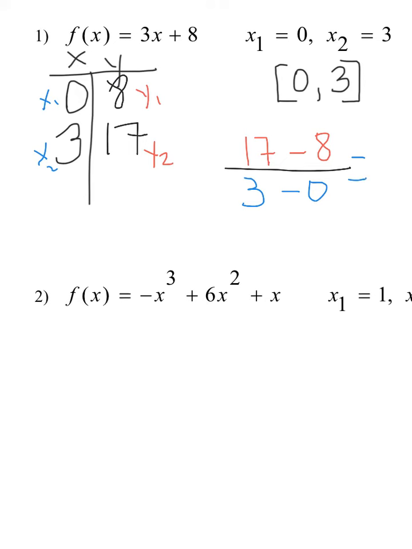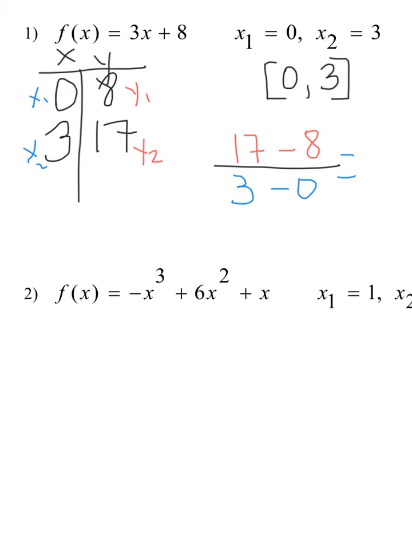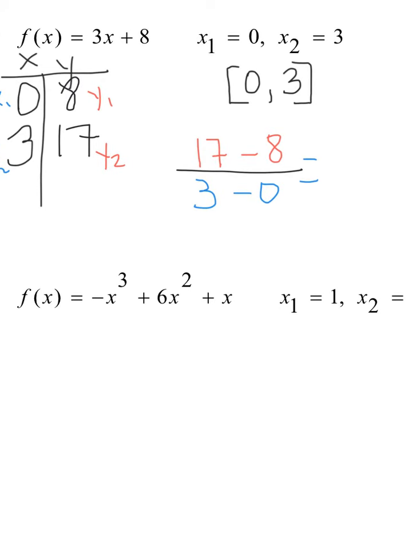What do we get when we do this calculation? You can do it in your calculator, or you can do it in your head. This one's pretty basic. 17 minus 8 is 9, divided by 3 minus 0, which is 3. And 9 divided by 3 equals 3. So my slope is 3. That's basically all we're doing to find this average rate of change in these different functions. Let's take a look at our next example.